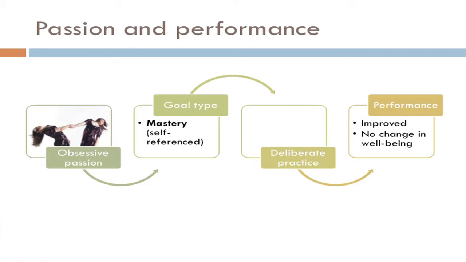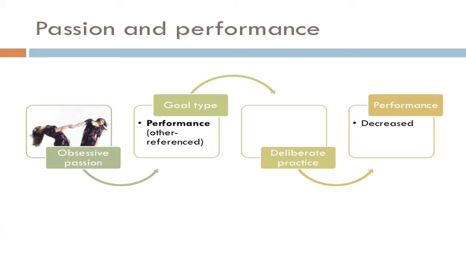A very similar pathway was shown with obsessive passion as well. So when people were very obsessively passionate about their activity, they tended to adopt these mastery type goals, which predicted the amount of deliberate practice they engaged in, which did improve performance, but it didn't, interestingly, have an impact on their well-being. But going over to the dark side, there was another outcome associated with obsessive passion.